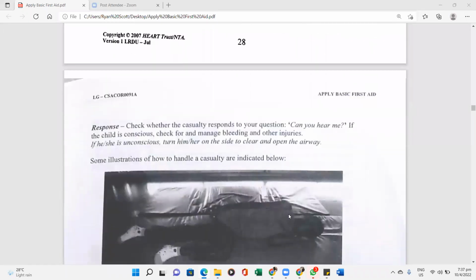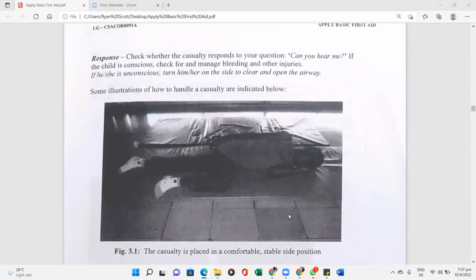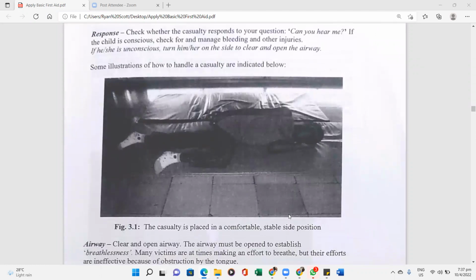Scroll down. Check whether or not the casualty responds to your question. Can you hear me? Right? Check for unmanaged bleeding or any other injury. And then you move on to airway. Okay?